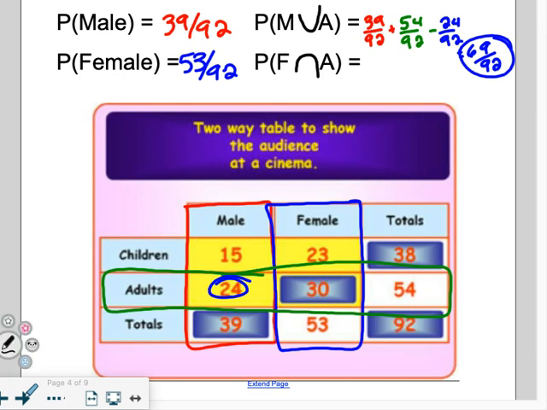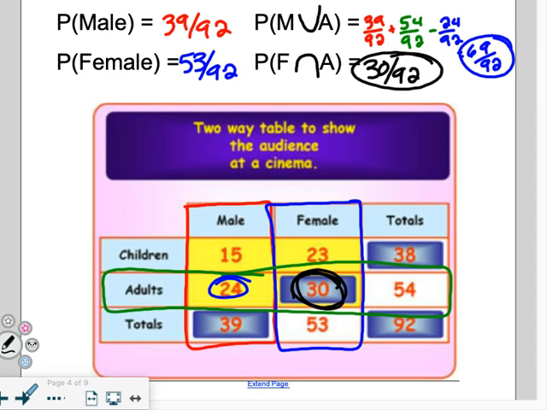And then last one here, probability of female and adult, right? That's just where do those two overlap? It'd be 30 out of the grand total 92. Right, and we'd reduce those as we do that.